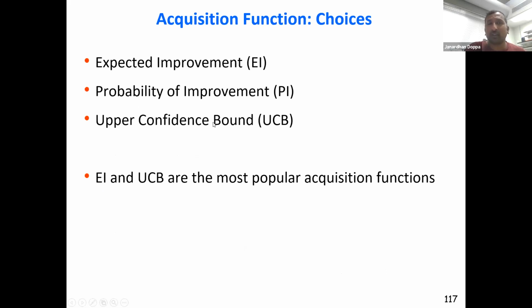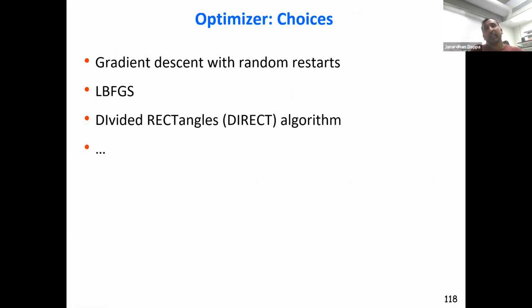For acquisition functions, you have choices like expected improvement and upper confidence bounds. I'm not going to go into too much detail on these, but essentially they look at your uncertainty and your predictions to decide which points are more promising to evaluate, that will allow you to get to the best design. And for optimizers, in the context of continuous spaces, you can do some kind of gradient descent with random restarts, or you can use a second-order method like L-BFGS, or people use what is called DIRECT, divided rectangles. Essentially you divide the continuous space into multiple rectangles, and then you search these rectangles in a divide and conquer manner.